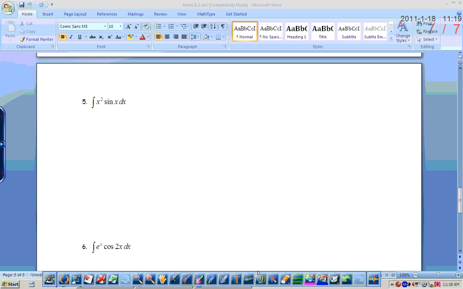Okay, there's this little shortcut that's called the tabular method or a table method. What we're going to do is make a table out of this. We still have to identify our u and our dv. We still want to let u be the polynomial, the x squared. So that's what we're going to do. If u is x squared, then dv is going to have to be the sine x.